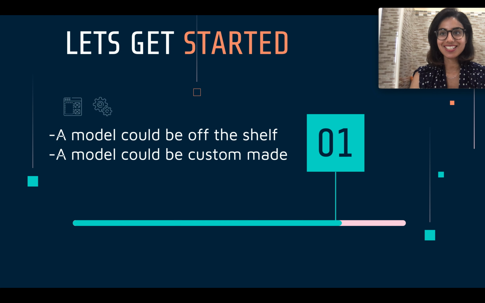So let's get started. A model can be of 2 types. It could be off the shelf or custom made. In my team, we've got a custom made model. Depending on what you use, you need to understand that you should have processes around testing for it. Also, you should consider how often you're going to train your model. What I mean by training is you input data, you run it, and you observe the results and see if they're good or not.